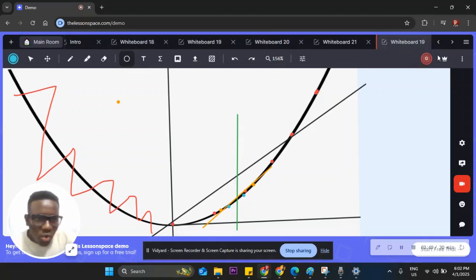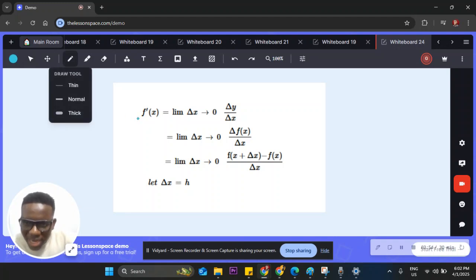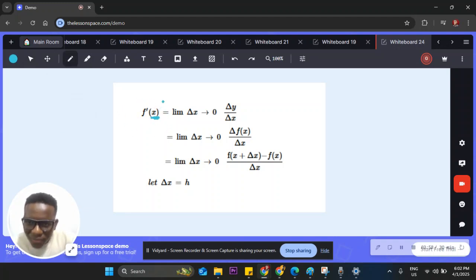to a point where I can say, at any point x, the slope of the tangent line of the function f of x is equal to the limit as delta x approaches 0 of delta y divided by delta x. But delta y is just simply the change in the function f of x. But the change in the function f of x is just f of x at the point x plus delta x minus f of x. All of this divided by delta x.